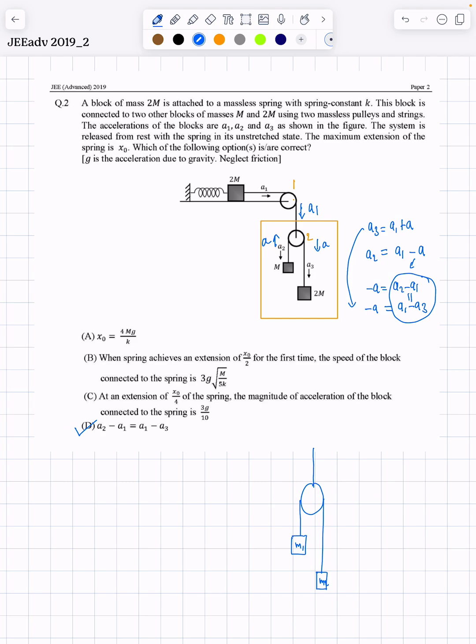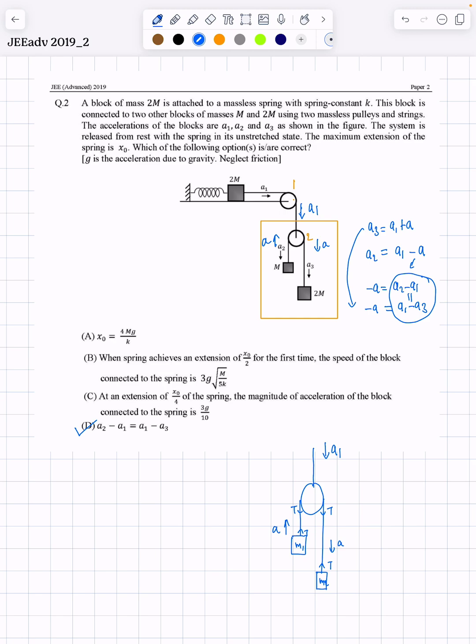So m1, m2, and assume m2 is larger than m1. With respect to the pulley, m2 is going down with acceleration a, like we discussed, and m1 is going up, and let's say this entire system is going down with acceleration a1, and let's show the force tension T here and T here.